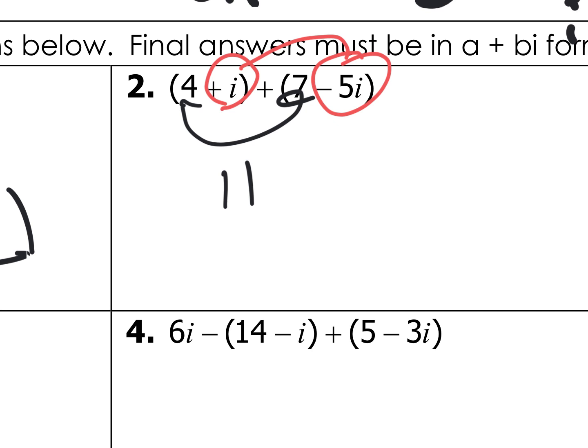How many i's do I have with a plus i? 1. Yeah, there's a plus 1i, and that's a minus 5i. Aren't you really thinking of a 1 minus 5, and then there's an i next to it? So what is 1 minus 5?